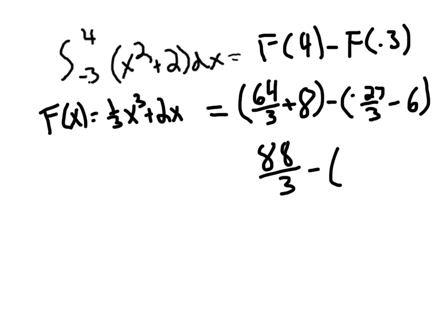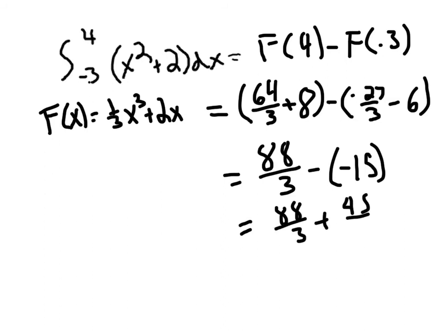88/3 minus, this is -15. And on an FRQ, that's an acceptable answer. On a multiple choice, they're probably going to continue to simplify and make this 88/3 plus 45/3, and you'll probably have an answer that's 133/3.